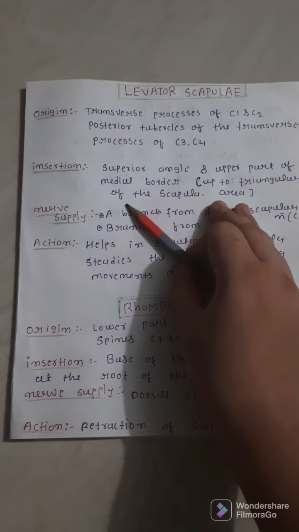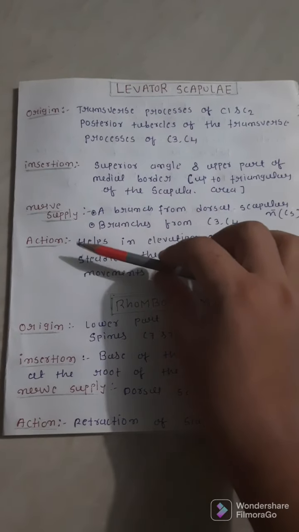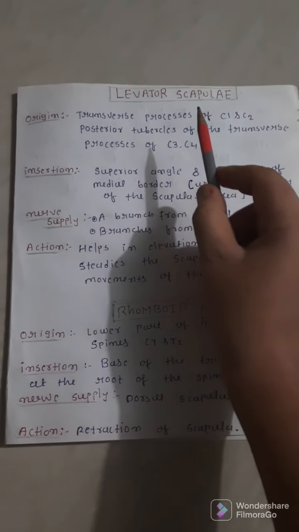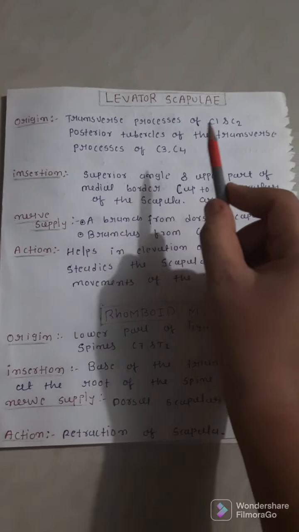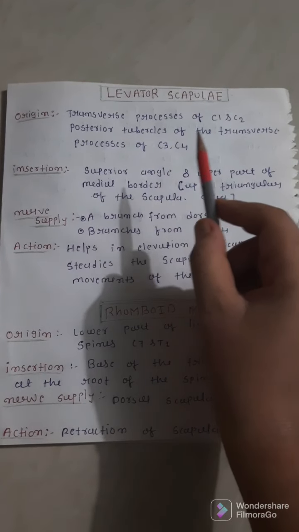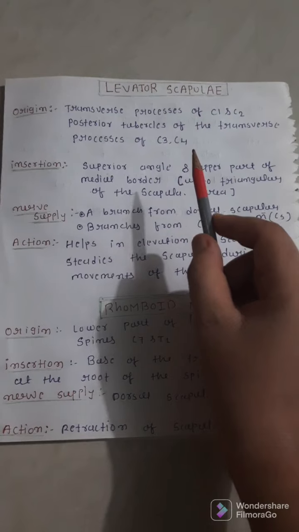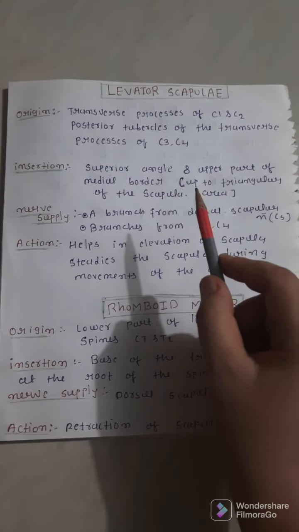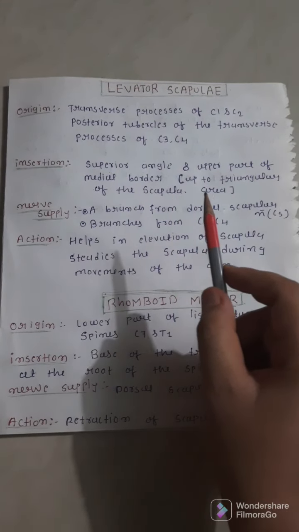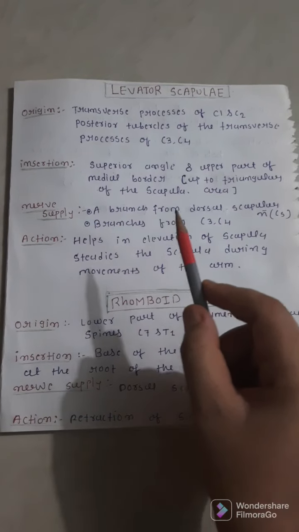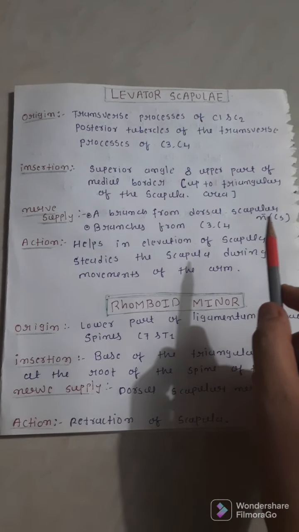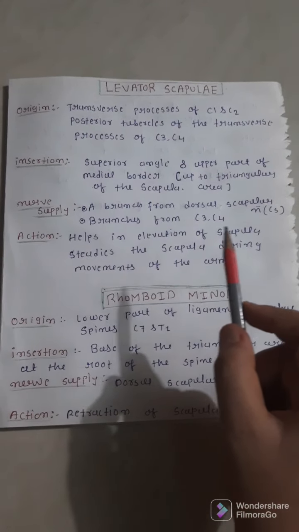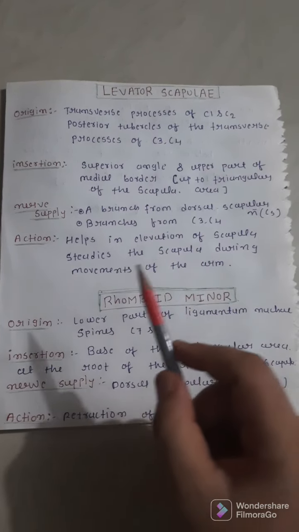This is not the scapular muscle, but we can correlate with the other muscle and scapular attachment. That's why we are including this part. Levator scapulae origin, transverse process of C1 and C2, posterior tubercle of the transverse process of C3 and C4. Insertion, superior angle and upper part of the medial border up to the triangular scapular area. Nerve supply, a branch of the dorsal scapular nerve C5, branches from C3 and C4. Action, helps in elevation of scapula, steadies the scapula during the movement of arm.